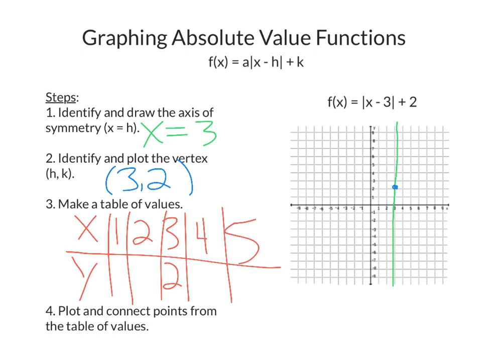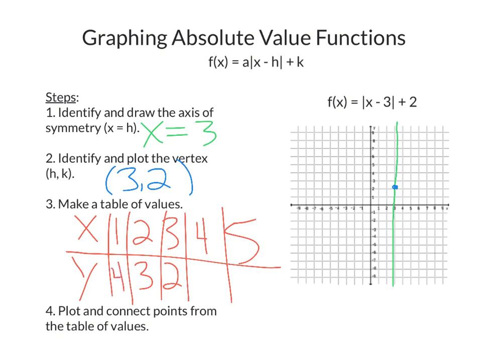When I substitute in the value of 2 for x, I have the absolute value of the quantity of 2 minus 3. 2 minus 3 is negative 1. The absolute value of negative 1 is 1. Add 2 and I get 3. Then when I plug in 1, the absolute value of the quantity of 1 minus 3 is the absolute value of negative 2, which is 2, and 2 plus 2 gives me 4.